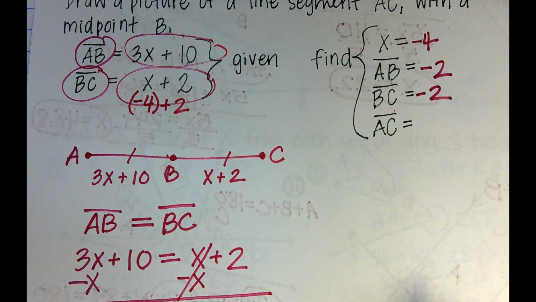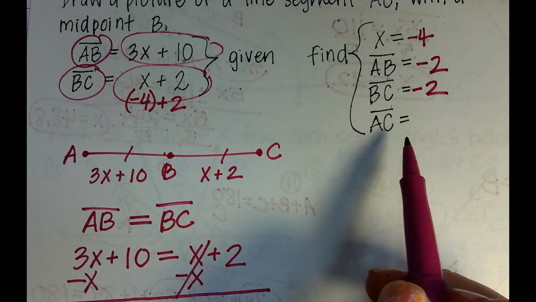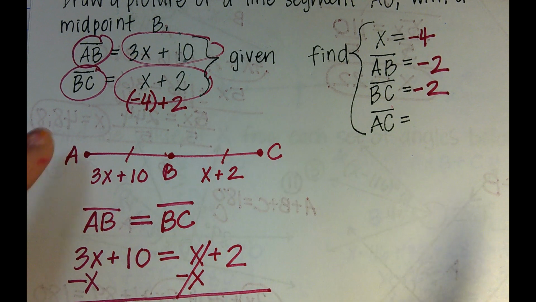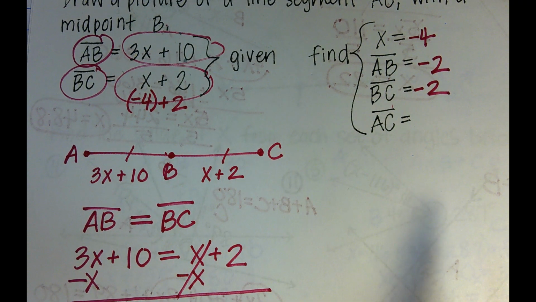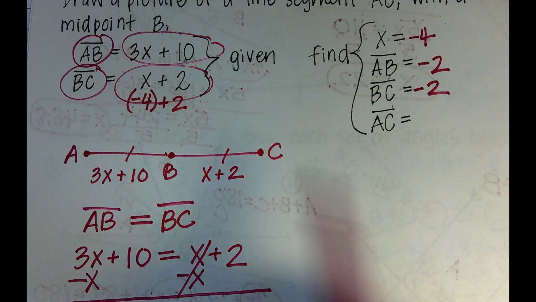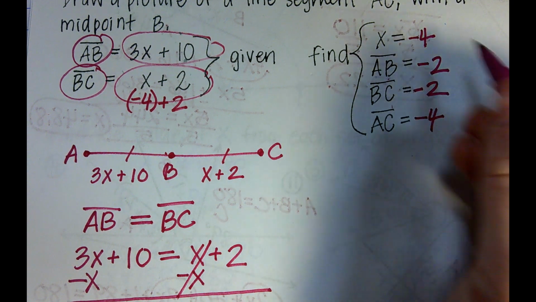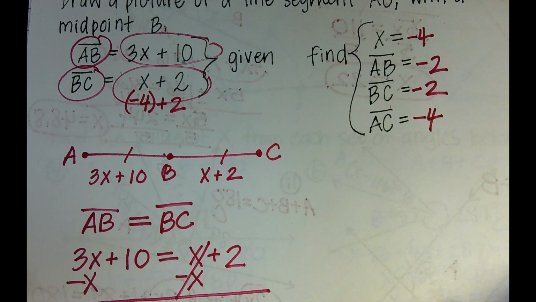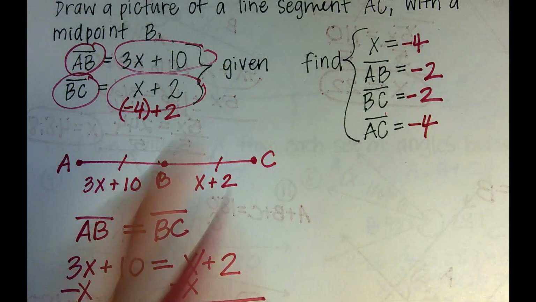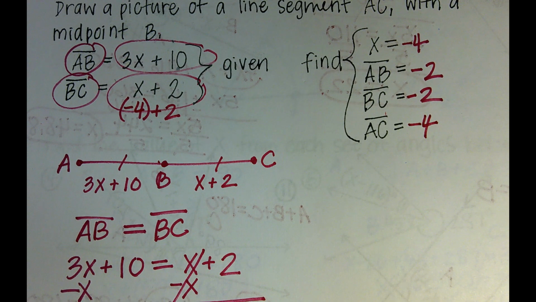And how do we find the length from A to C? Add them together, which is -2 plus -2, -4. Good. Again, these don't make any sense in the real world, but they make sense in the context of the equations I gave you. That's all that matters.